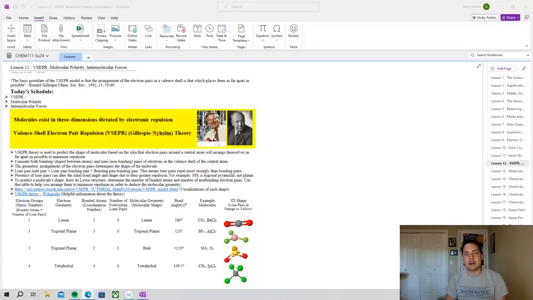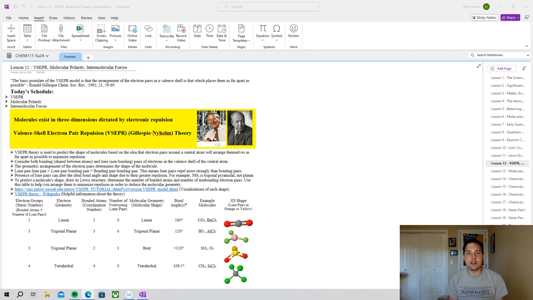Welcome back. Today we're going to continue our discussion on molecules and how to properly draw them. In our last lesson, we learned how to draw Lewis structures, which is a two-dimensional representation of the chemical structure of a molecule. However, molecules exist in three dimensions, and we need to account for the geometry of the molecules to properly represent them. That's what today's lesson is all about.